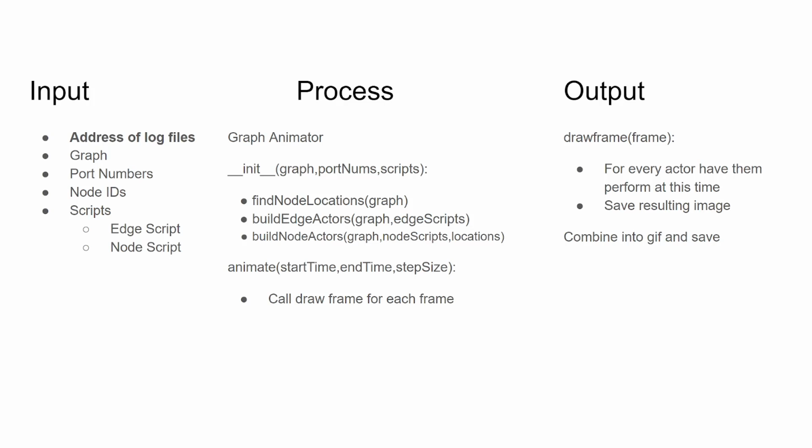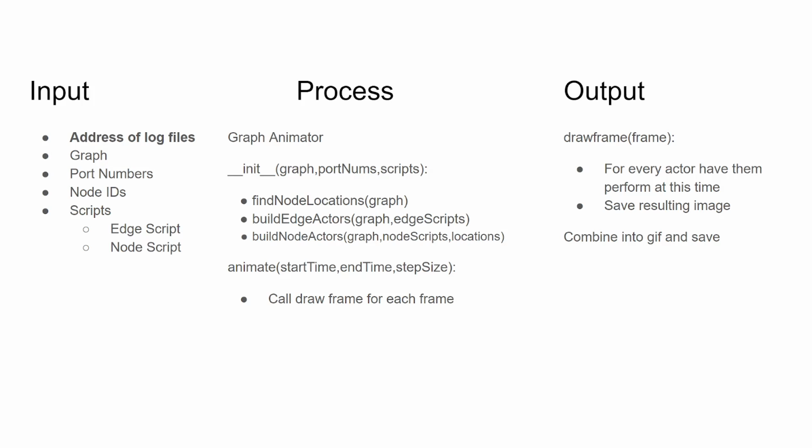So now let's go into the pipeline. I broke it down into input, process, and output. These aren't hard and fast, very clear distinctions, but it's helpful to think about it this way. For input, we receive the address of the log files, and so we can parse out information from that. We can parse out the graph structure, the port numbers, the node IDs, as well as form those scripts about the information we care about: when it's working, what its size is, how fast it's doing its work, things like that.